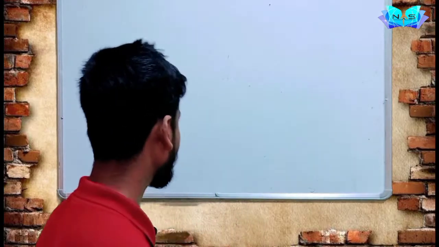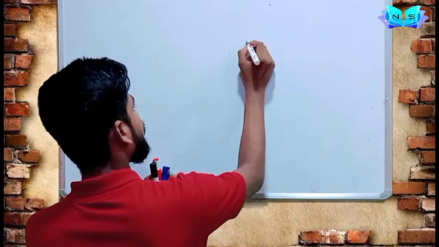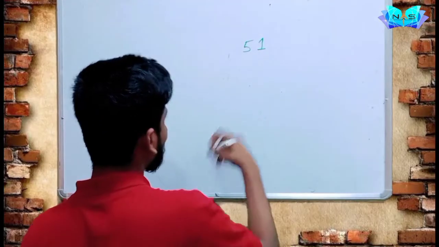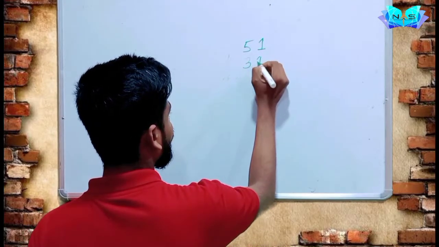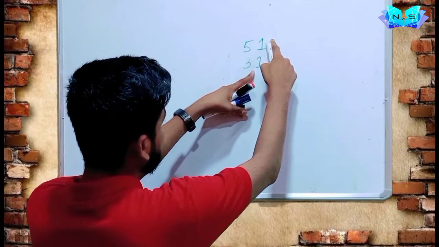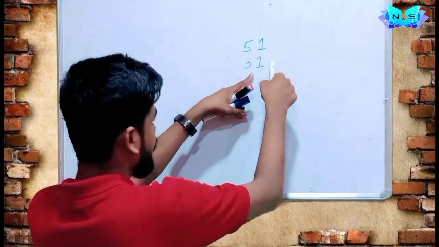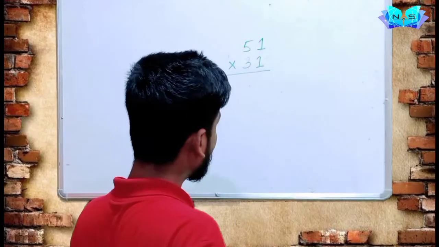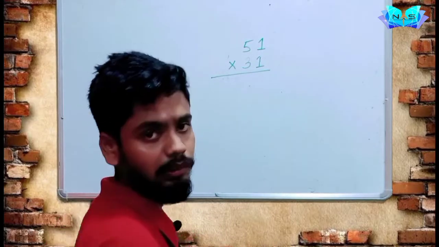So let's see. If I take one number 51, okay, another number 31. See, these two numbers having 1 at unit digit. So we have to multiply these two. Okay. So to do this, we have to follow three rules.